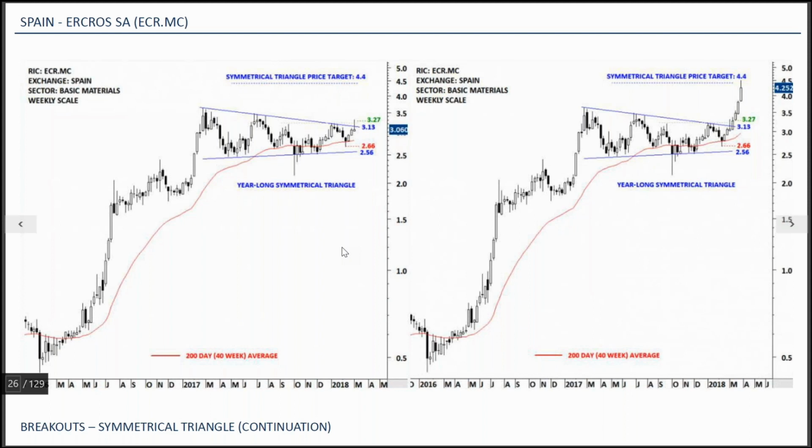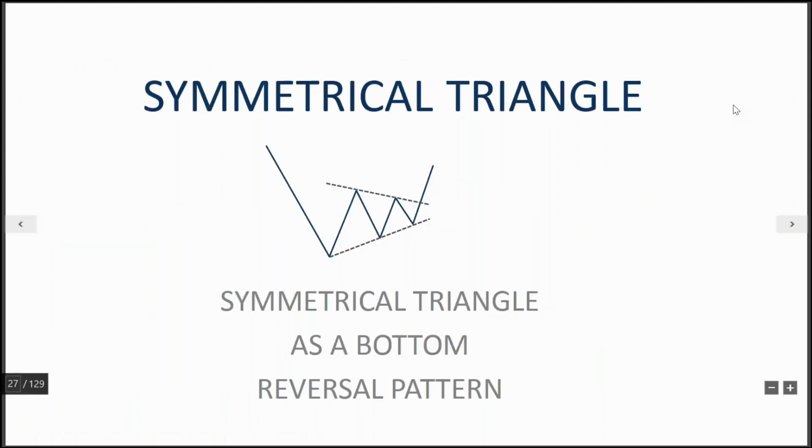Another company from Spain, year-long symmetrical triangle, breaking out, several tests. Here the pullback finding support at the long-term moving average, and then the breakout takes us to the chart pattern price target. Symmetrical triangle can act as a bottom reversal. In this case, we need to see a clear downtrend, and after that downtrend, a lengthy consolidation, which would reverse the downward momentum to the upside.